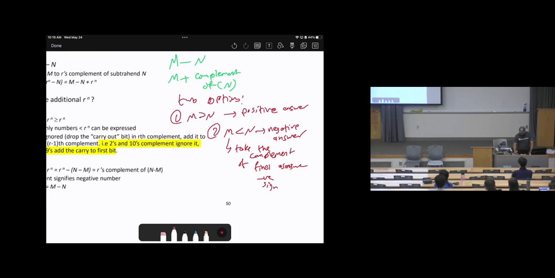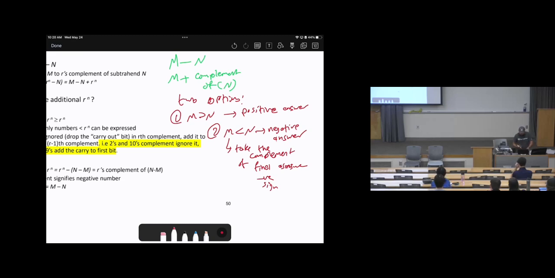But when we have m larger than n, most likely we will have something we call carry out bits. So when we have carry out bits, it depends on whether we are using nines complement or ones complement, or tens complement or twos complement. If we are dealing with nines complement and ones complement, we add the carry out bits to the final answer. If we have tens complement and twos complement, the carry out bit will be ignored.